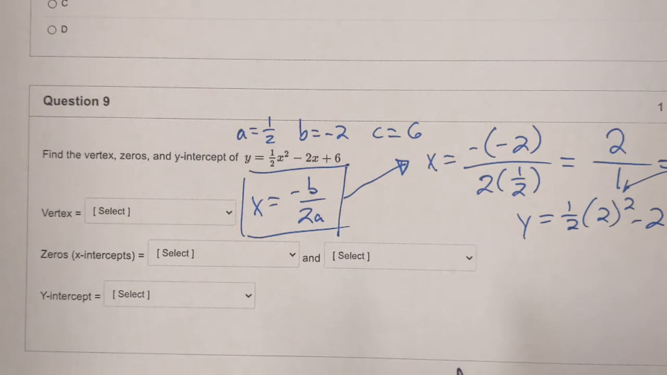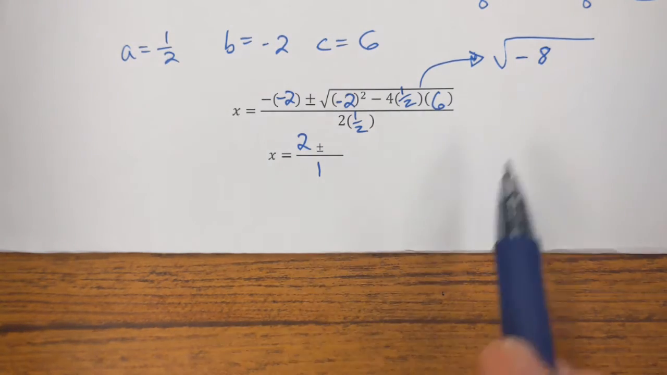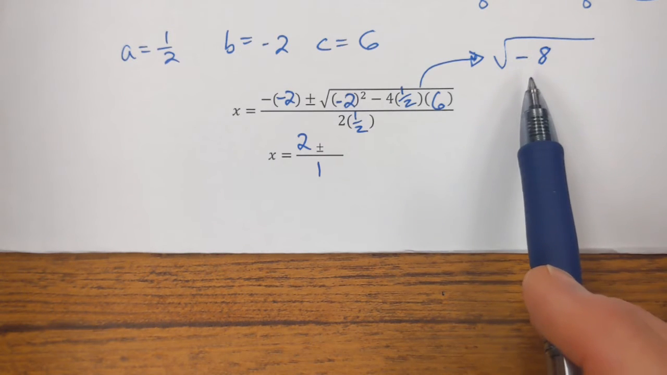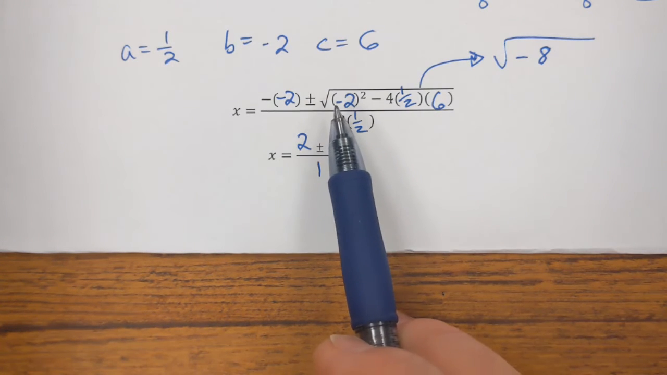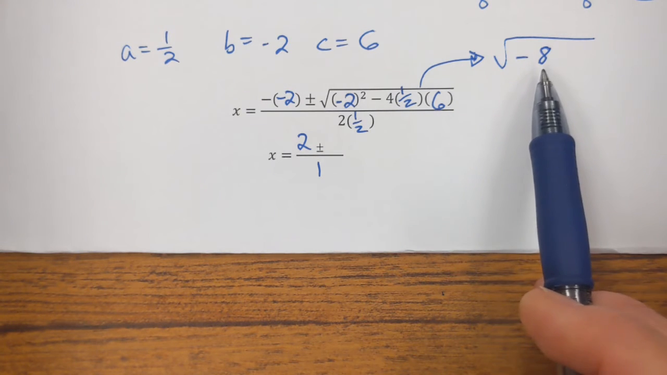Actually, let me work it out on the side. Okay, I want you to see this. If you ever go to find the zeros of a quadratic function and it comes out imaginary, here I do (-2)² minus 4 times 1/2 times 6. Well, it comes out to -8.